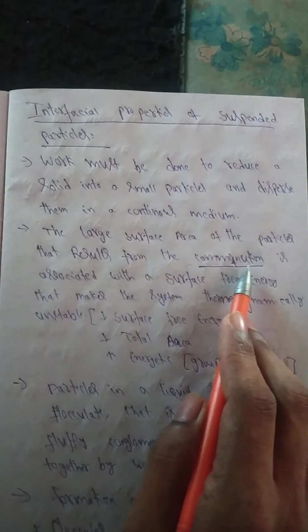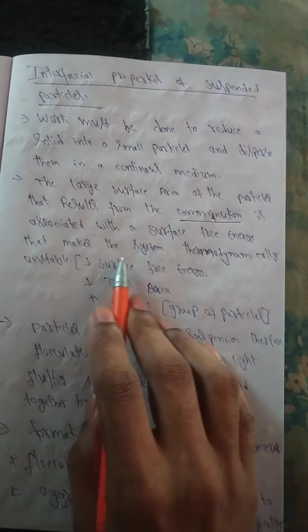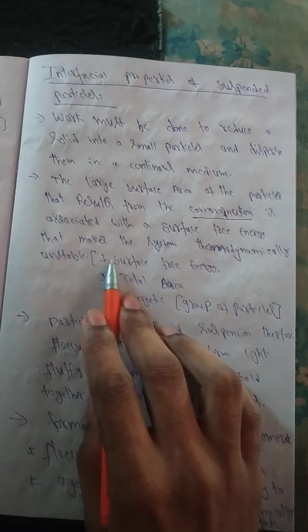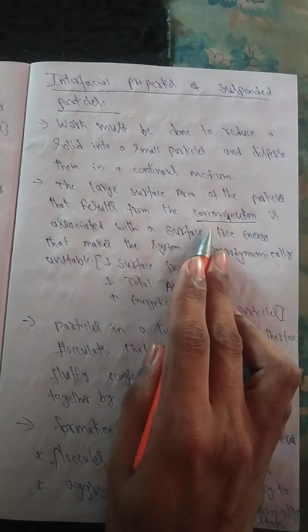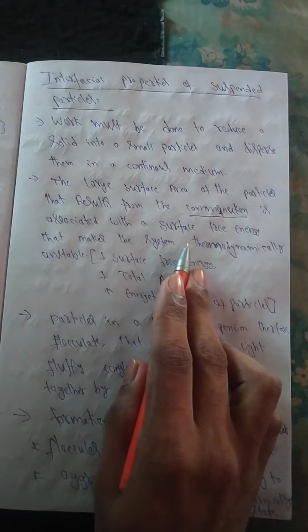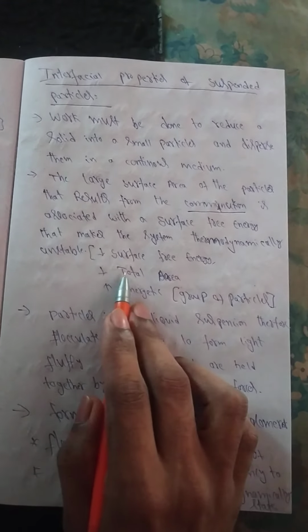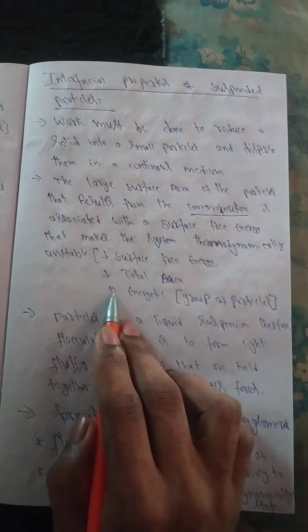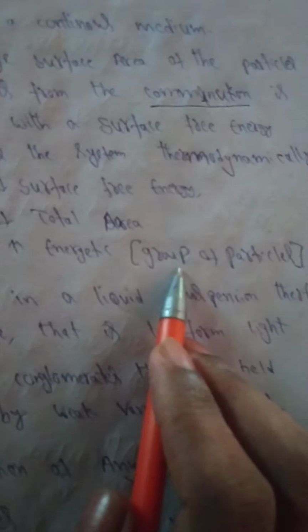Comminution means size reduction, associated with surface free energy that makes the system thermodynamically unstable. It means the particles are converted into smaller size. They have high surface free energy, the total area can decrease, and their kinetic energy can increase, and there is again regrouping. So this is called thermodynamically unstable.